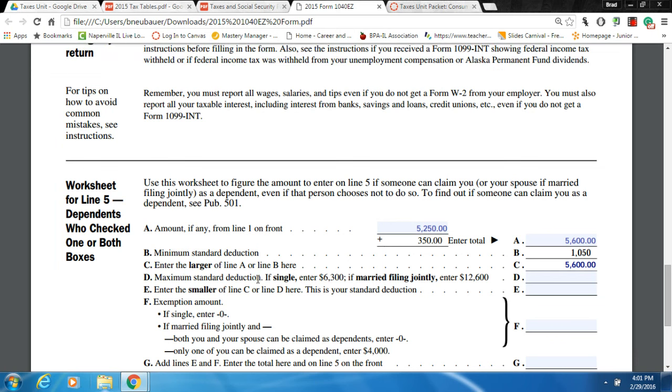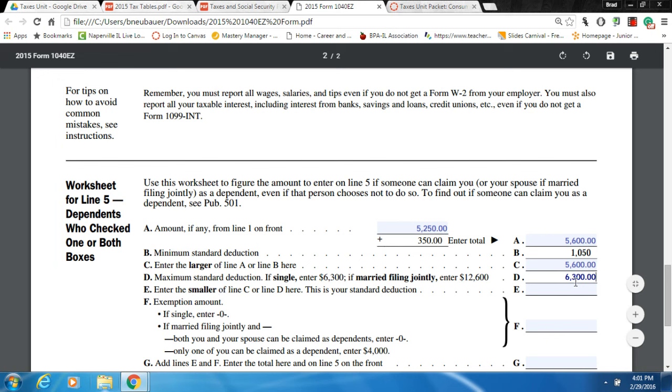Now for line E, it says to enter the smaller of line C or D. Well, since line C is smaller, that's going to end up being his standard deduction. The government's not going to give him the full standard deduction because he didn't even meet that. His income did not even equal $6,300, so he's going to take this standard deduction here.